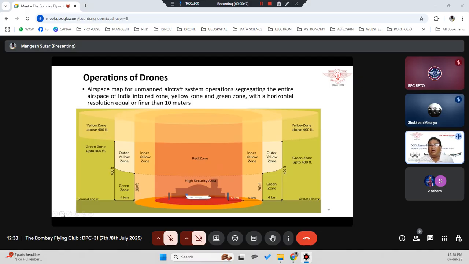Okay. Now the next segment is operations of drones. This is the most important segment of your Drone Rules 2021. If you see, our entire airspace of India is divided into zones. There are 3 types of zones: red zone, yellow zone and green zone. Any location will be defined in one of these 3 zones.